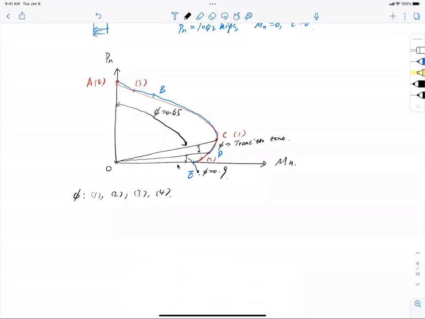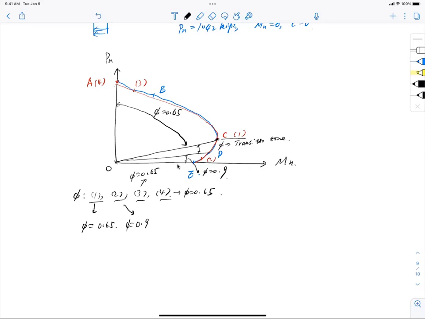All right. So apart from 1, 2, 3, 4, all these points, right? Now point 1, phi equal to right here. So what is point 1? It's 0.65. It's on the balance point, but still, 0.65. Point 2, where is that 2? 2 here is phi equal to 0.9. 3, phi equal to 0.65. 4, where's the 4? That is phi equal to 0.65.